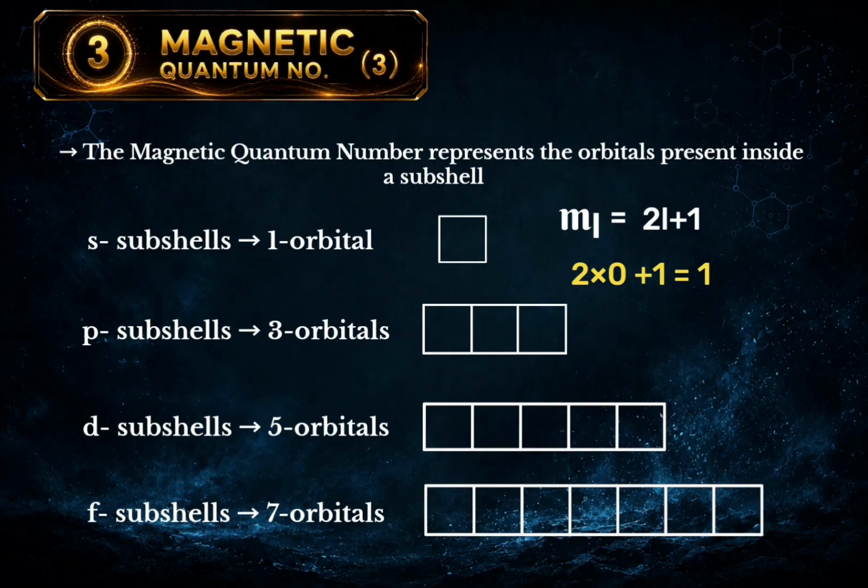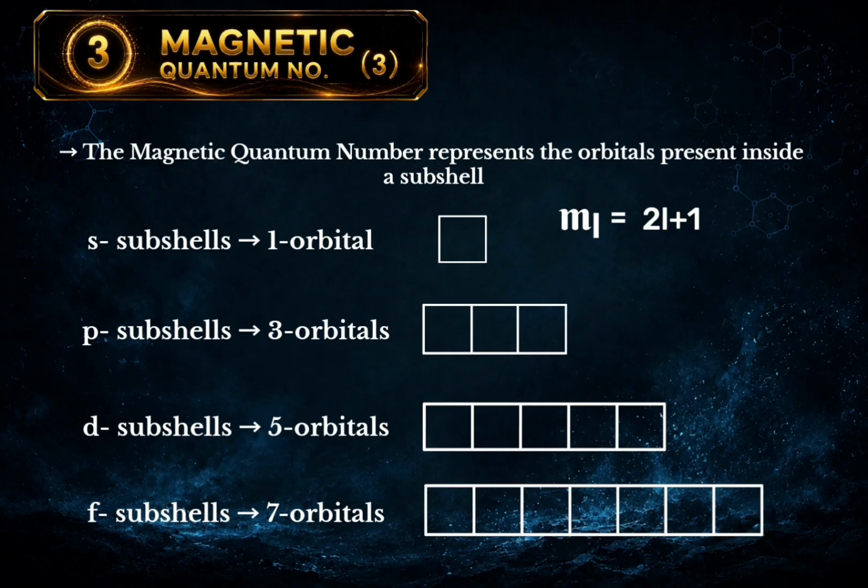Now let's do the same for the P subshell. The value of L is 1. So 2 times 1 plus 1 equals 3. That means the P subshell has 3 orbitals. Next, the D subshell. The value of L is 2. So 2 times 2 plus 1 equals 5. That means the D subshell has 5 orbitals. And finally, the F subshell. The value of L is 3. So 2 times 3 plus 1 equals 7. That means the F subshell has 7 orbitals. So, using the value of the Azimuthal quantum number, we found the number of orbitals in each subshell.